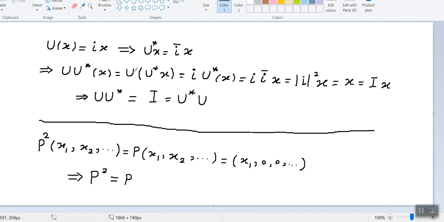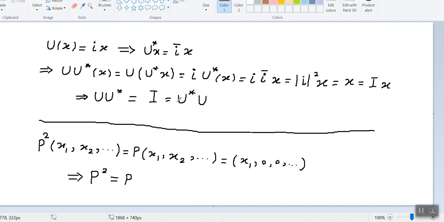U star at x equals U at U star x, and look at here, you take this U star like y, so Uy equals I y. But our y is U star x, so this equals I, and U star x is I bar x, right? And this equals the absolute value of I squared x, and the absolute value of I is 1, so this equals 1x, and this can be written as Ix, identity operator. So you can see U star U equals I.